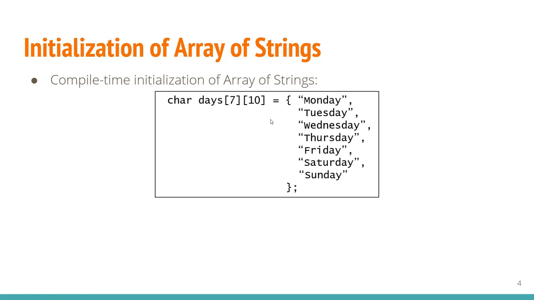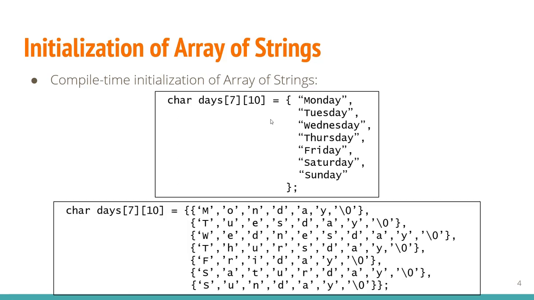There is a cumbersome or complex approach for specifying compile time initialization of array of strings, which is shown here. You can observe that in this approach each string is specified as separate characters, each character of the string is specified within a pair of single quotes, commas separate the characters, and each string is ended with an explicit \0. So this is the norm.